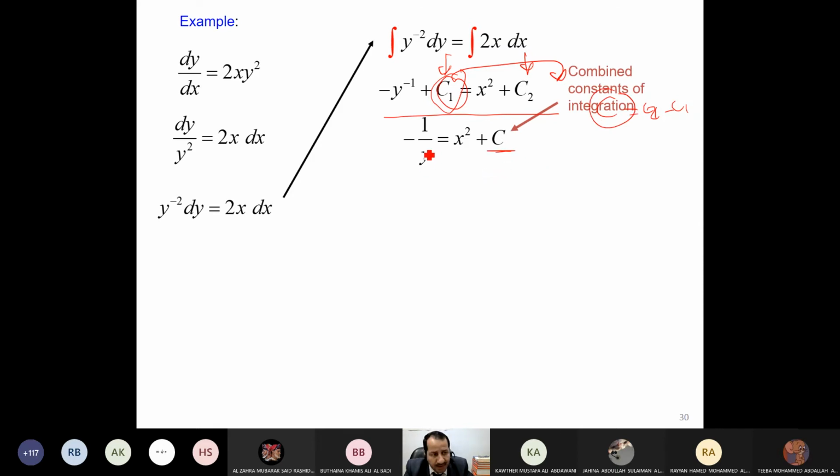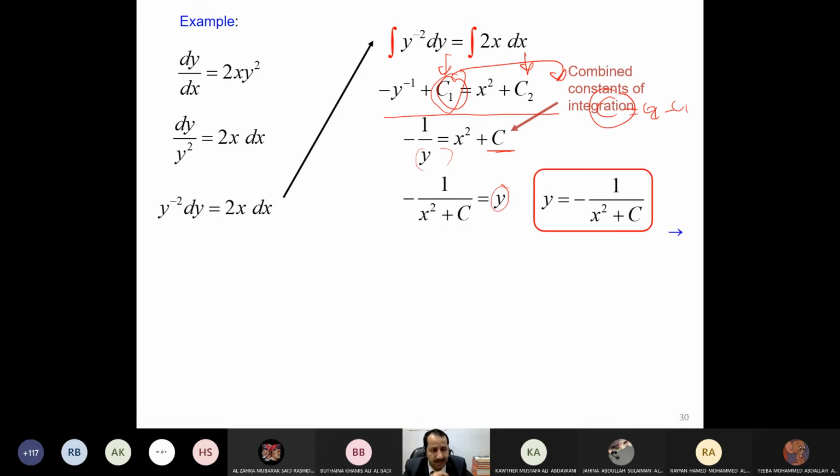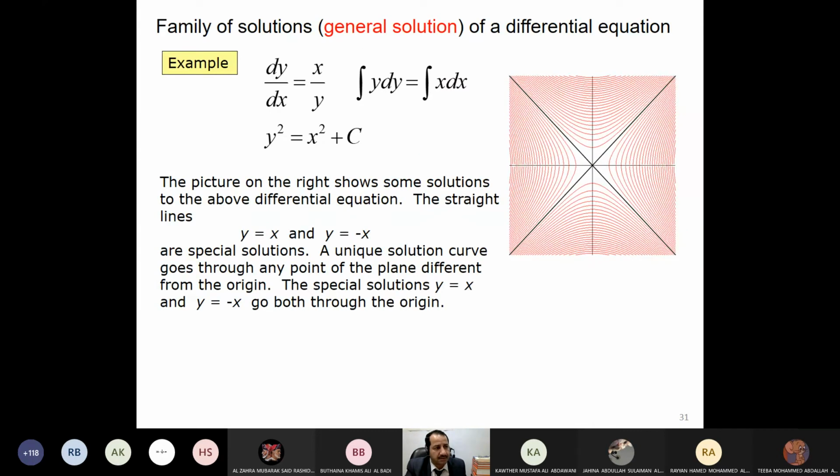I want to make it y equals something, so I will rotate my equation: reciprocal, and multiply by minus. Now y equals this expression. Now the name separable means separate x from y. You need to focus on this. Separable means separate x from y.